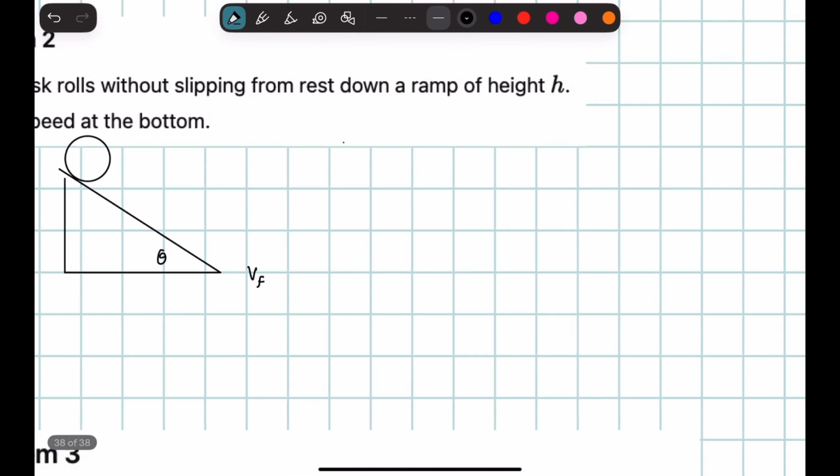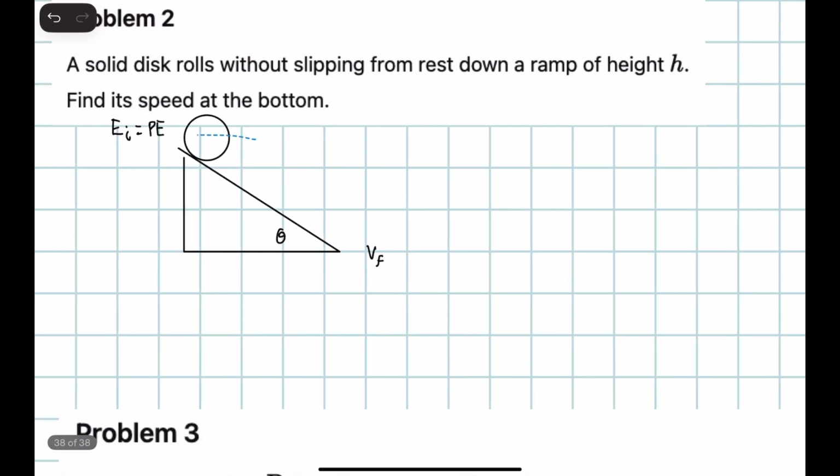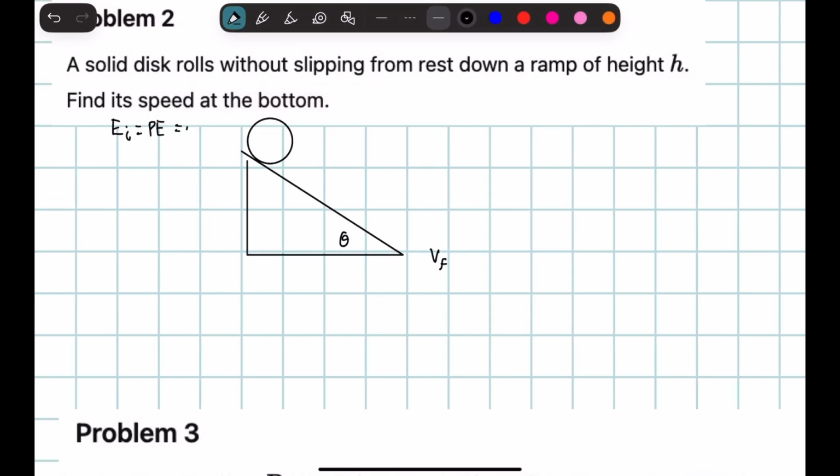So we know that energy conservation is going to occur, because the initial energy is going to be just potential energy. And again, potential energy, we can just write as mgh.